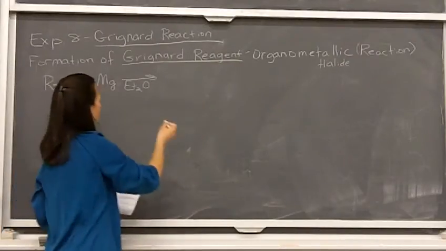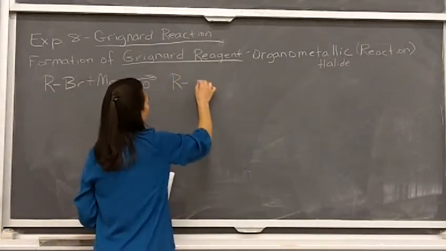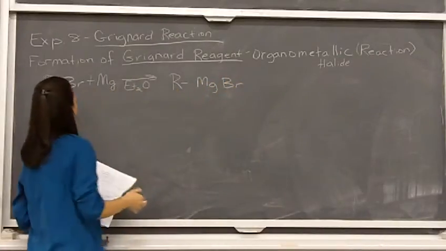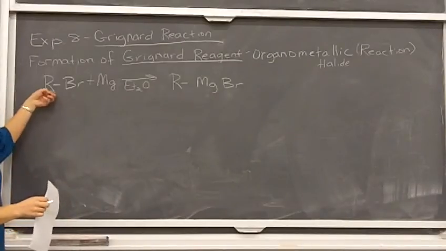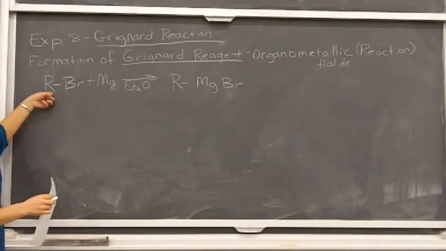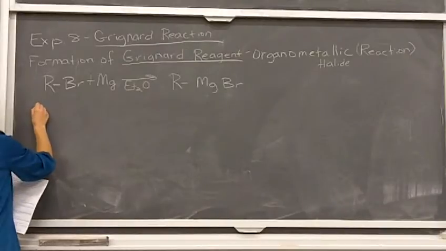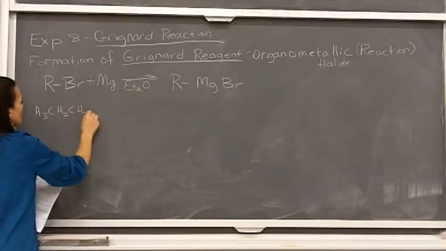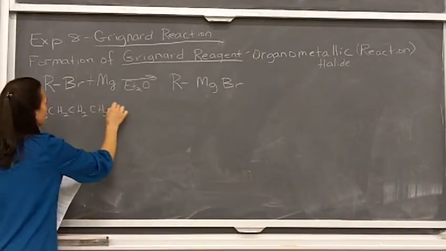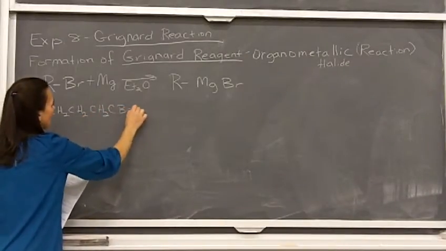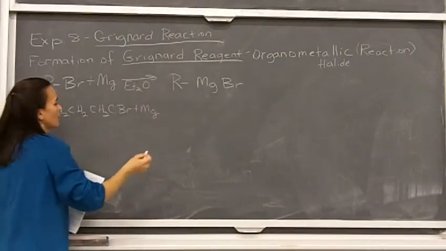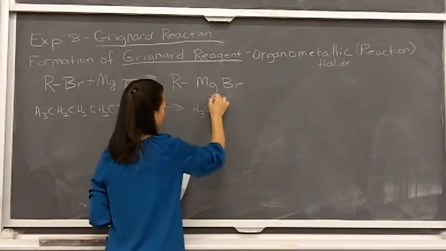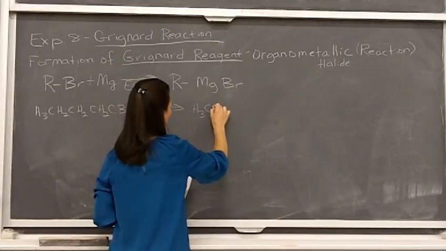And so what you will form is the Grignard reagent, so you'd still have the same R group. So for example, if this is bromobutane that you're using, and we react it with magnesium, we will form this corresponding magnesium bromide.